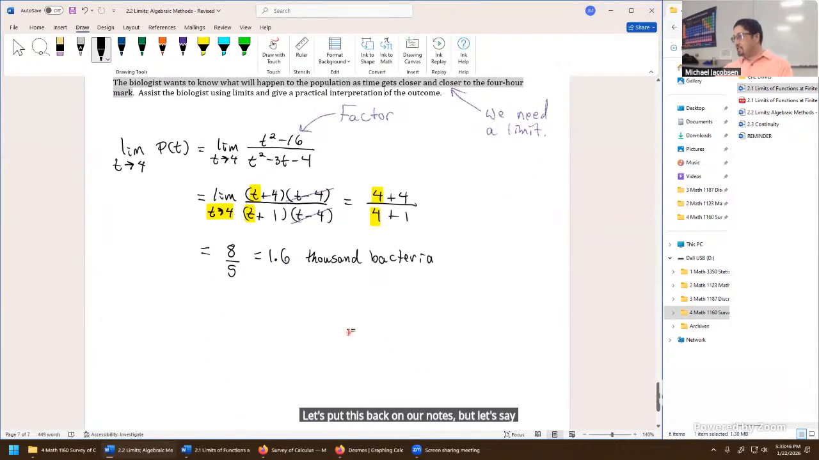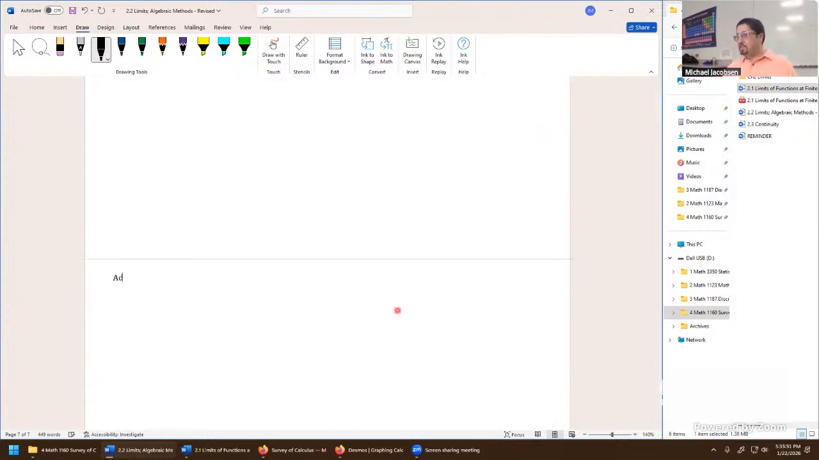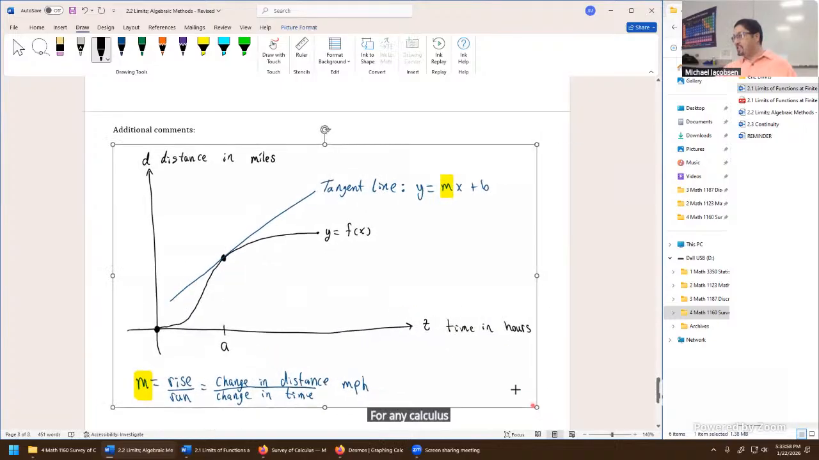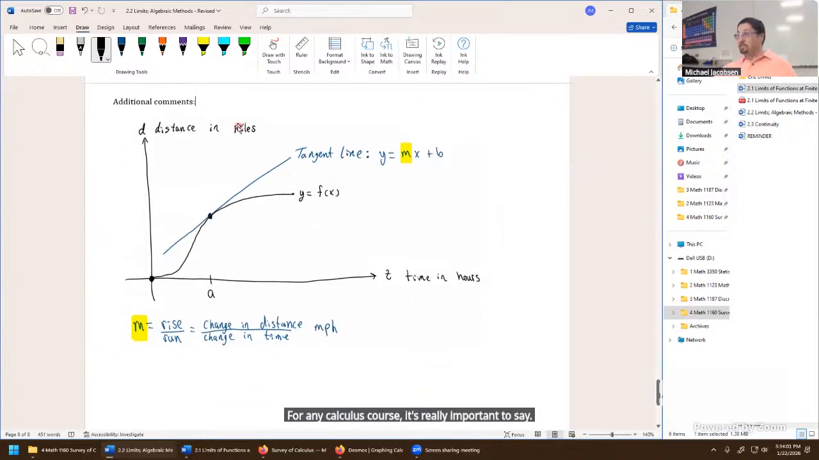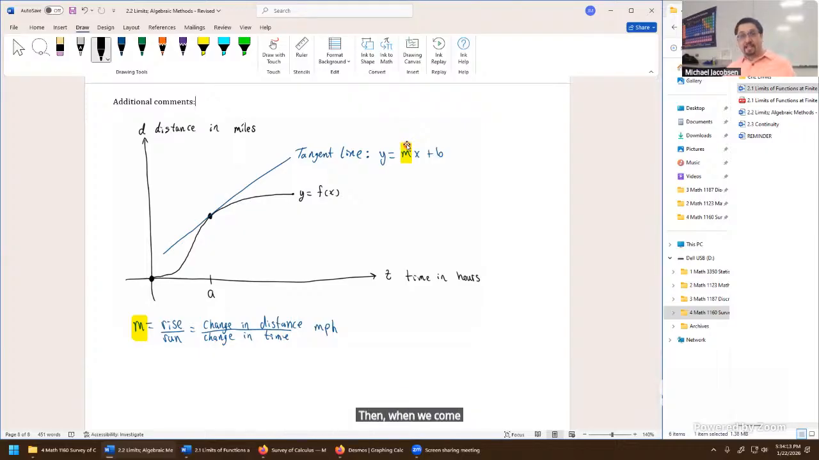Let's say that this is additional comments. For any calculus course, it's really important to say why we're working so hard on limits. It's a weird mathematical topic, but it's all about that slope right there. So let's show how the limit process actually comes into play. Then when we come back next week, we're going to delve into section 2.3, and that's going to move us into chapter 3 right after, finding these values for the slope.